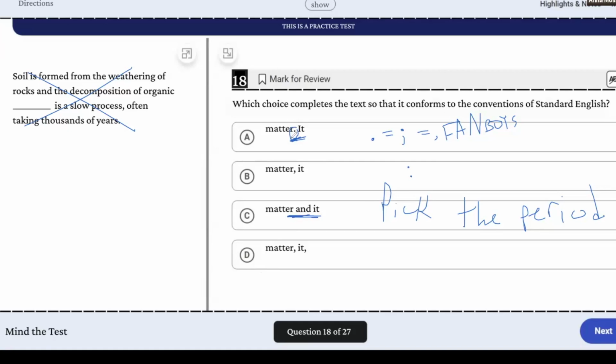So let's find out, does a period work? Let's read our sentence, all the way to the end, always all the way to the end. Well, to the period. If the paragraph goes on, we don't care, but we have to go all the way to the period. Soil is formed from the weathering of rocks and the decomposition of organic matter. It is a slow process, often taking thousands of years. Yep, that's two sentences. So period works. Our answer is going to be A.